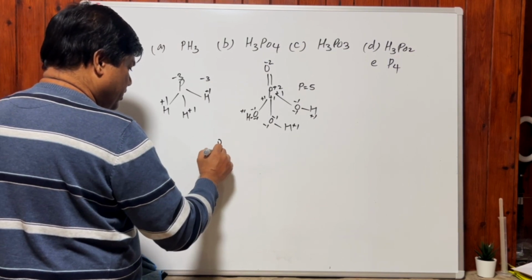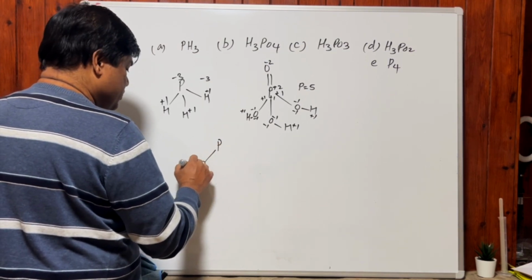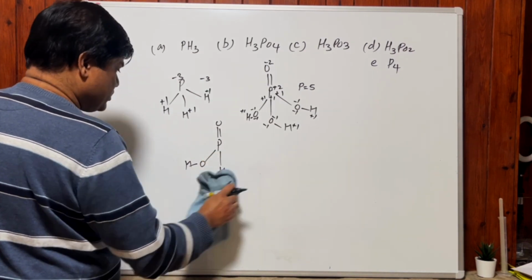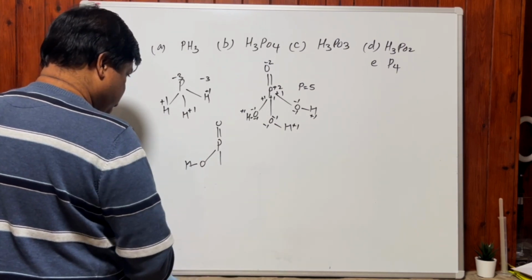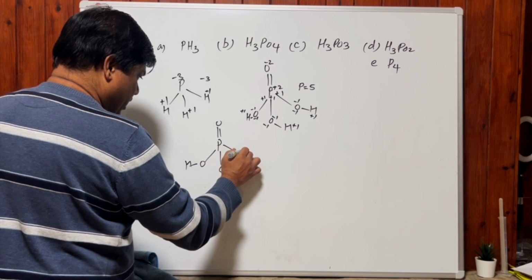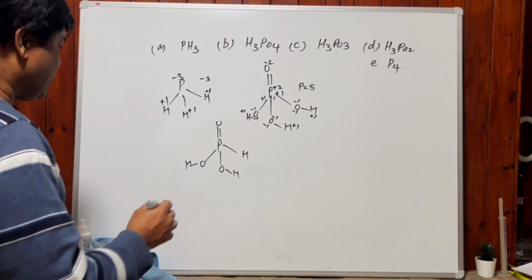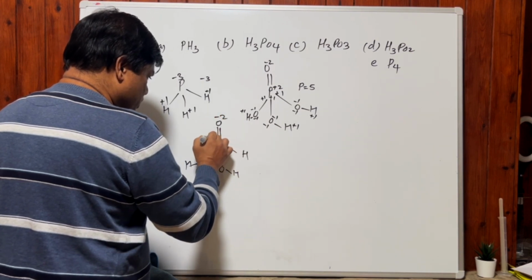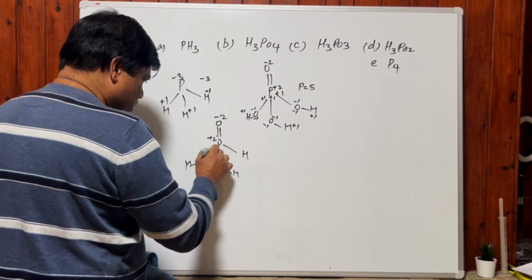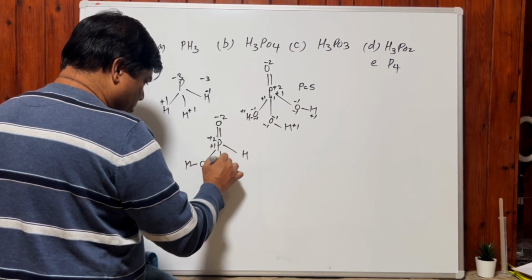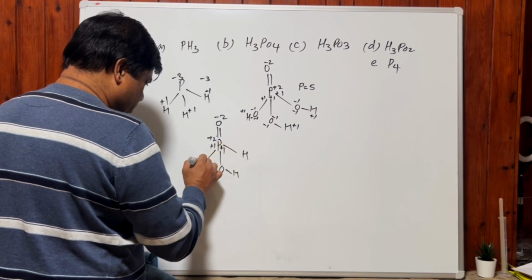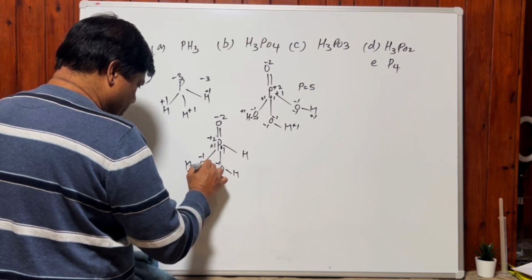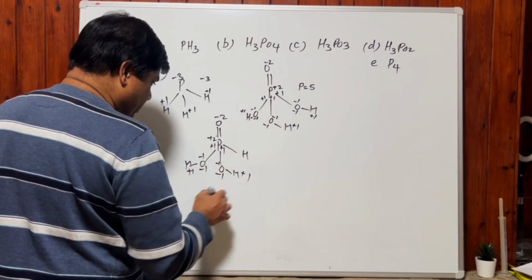H3PO3: P double bond O, hydrogen, OH, OH, and H. Which one is highly electronegative among oxygen and phosphorus? Oxygen. So minus 2, plus 2, minus 1, plus 1, minus 1, plus 1, plus 1, minus 1, minus 1, plus 1, minus 1, minus 1, plus 1.